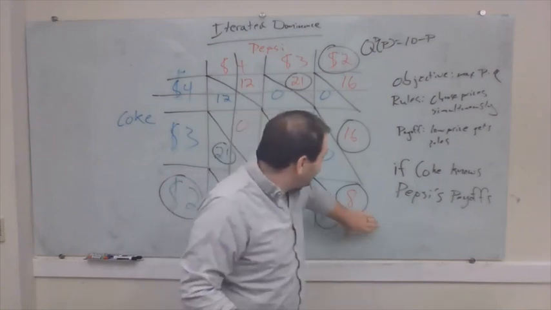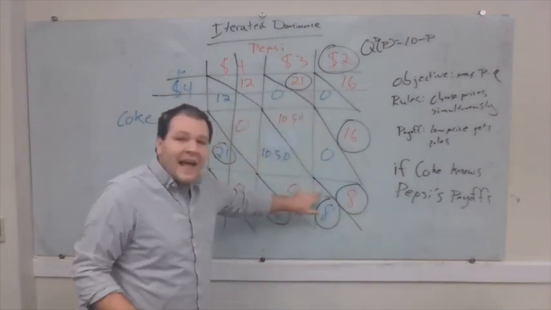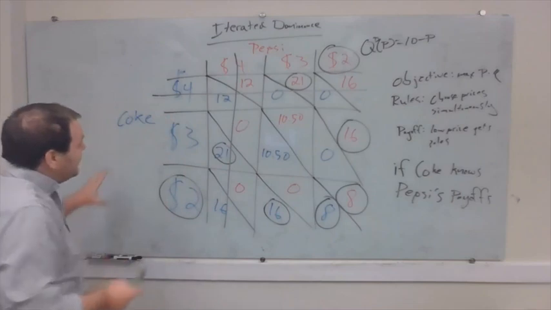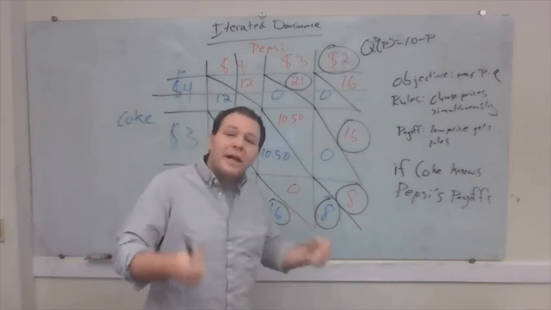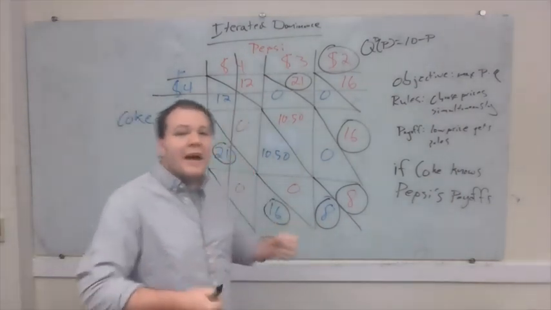We call this iterative dominance, and the idea is essentially that if we can systematically rule out options until we come to one final option, that's going to be the outcome that happens, so long as each player knows the other player's decision-making process, knows the other player's payoffs.